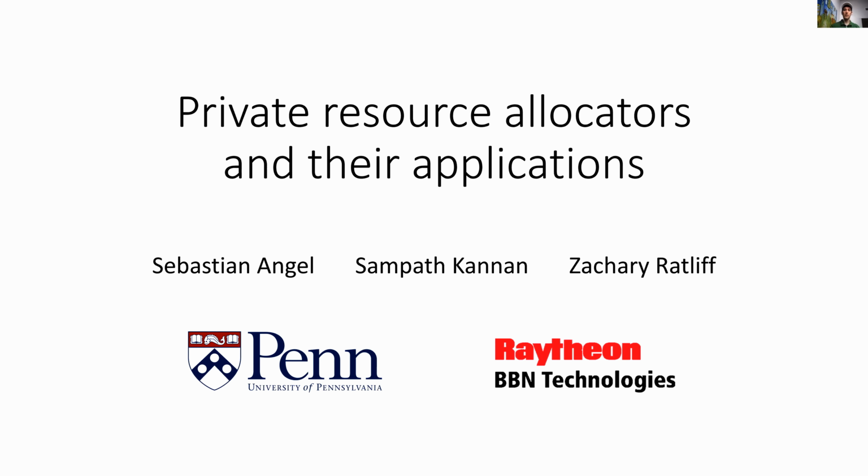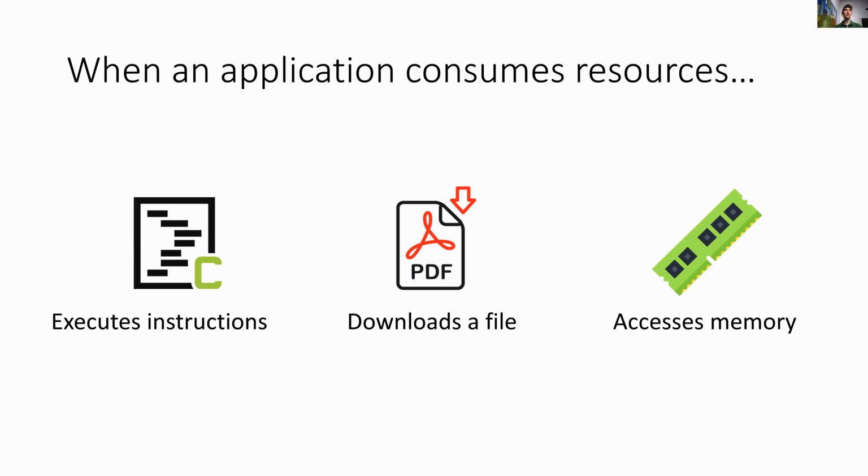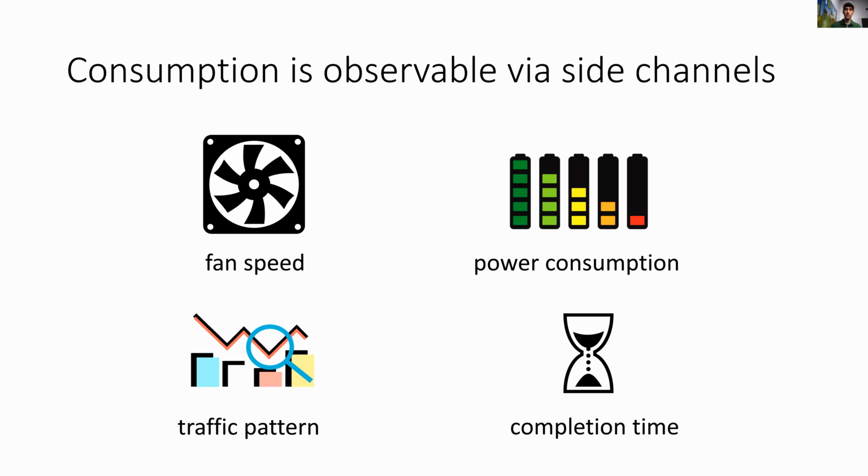Let me just start by briefly reviewing side channels. When an application consumes resources, for example, when the application has a CPU to execute instructions, or when the application sends or receives a file on the network or accesses memory, the consumption of these resources can leak information to other entities in the system and actually even outside the system. As one example, the rate at which your battery drains or your CPU fan spins can leak information about the kind of computation that you're performing. If the fan is spinning very fast, then perhaps the task that you're running is CPU intensive. Similarly, the size of messages that you send on the network or your memory access pattern can also leak information.